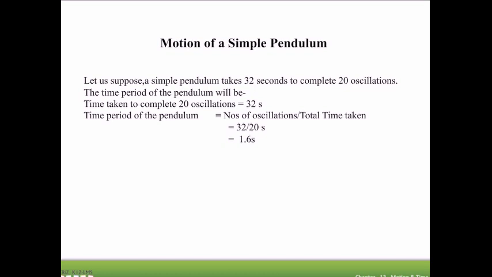Let us suppose a simple pendulum takes 32 seconds to complete 20 oscillations. The time taken to complete 20 oscillations is equal to 32 s. Time period of the pendulum is equal to total time taken divided by number of oscillations, which is 32 divided by 20 s, equal to 1.6 s. Hence, the time period for this pendulum will be 1.6 seconds.